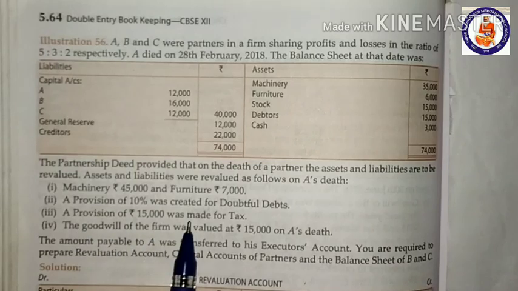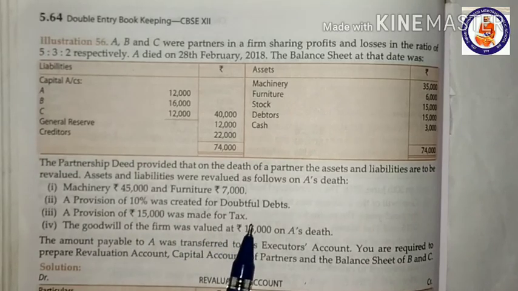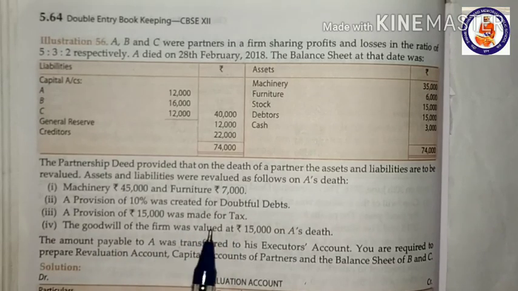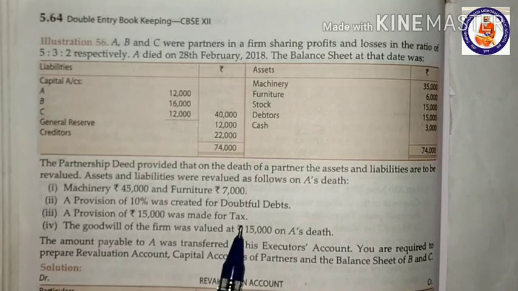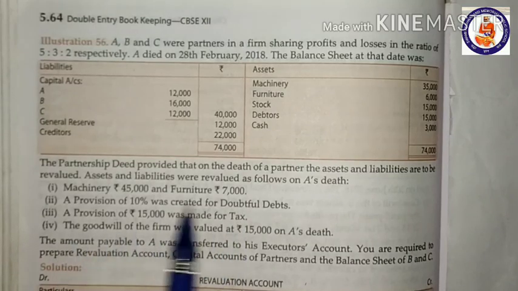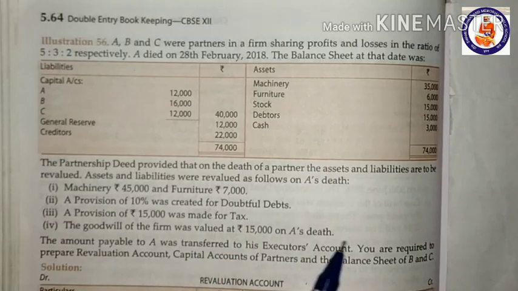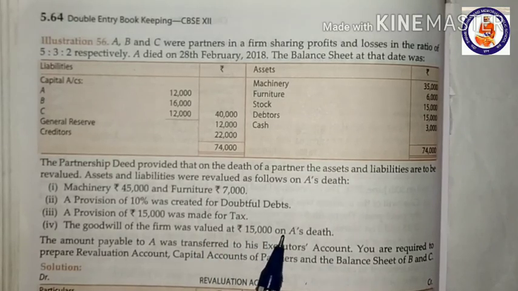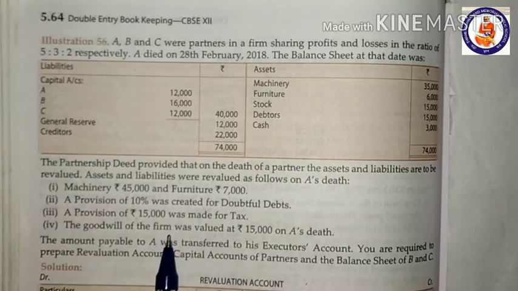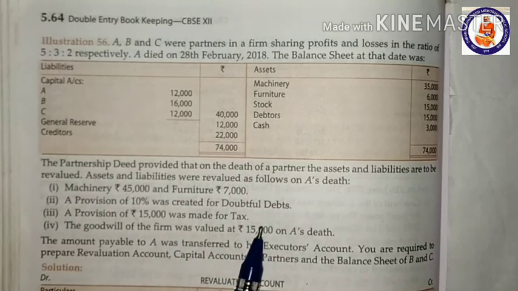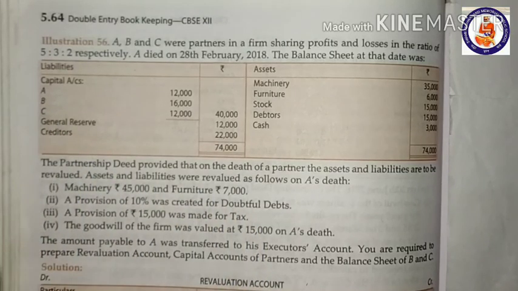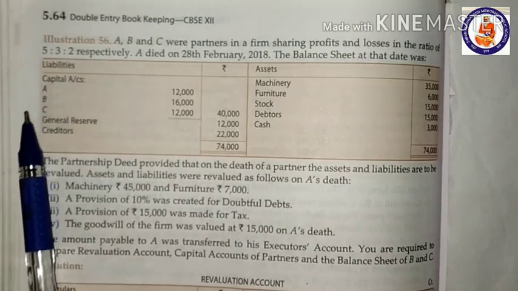A provision of 15,000 was made for tax. So the provision is to be made for tax. This is also to be shown on the debit side of the revaluation account. The goodwill of the firm was valued at 15,000 on A's death. We will find out the share of this deceased partner.